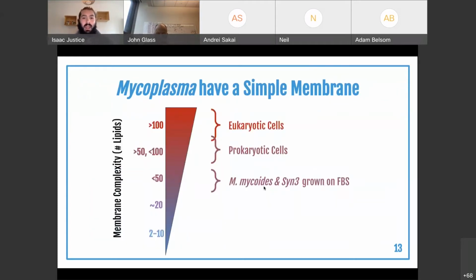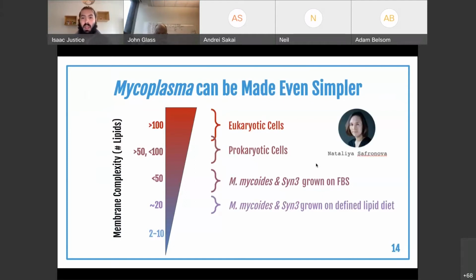As I said, they have a simpler membrane than most eukaryotic and prokaryotic cells, but this membrane is still more complex than we would like. And one of the things that you're going to hear from Natasha is how she can make this membrane even simpler by very carefully picking which lipids we feed the mycoplasma.